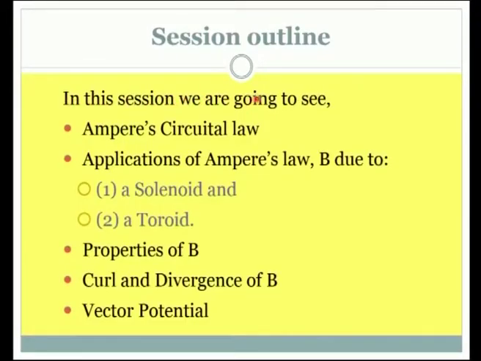In this session, we are going to see Ampere's circuital law, applications of Ampere's law, and we are going to use it for finding the B due to a solenoid and a toroid. Also, we are going to learn the properties of the magnetic field B, the curl and divergence of the magnetic field B, and also a new term called magnetic vector potential. So, we have got these topics to be covered in this lecture.